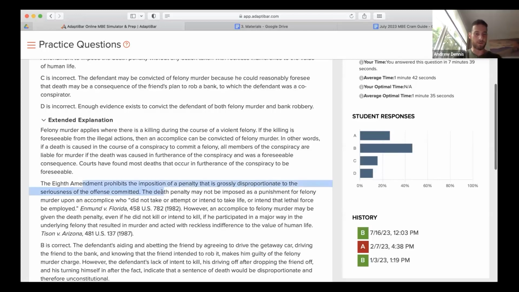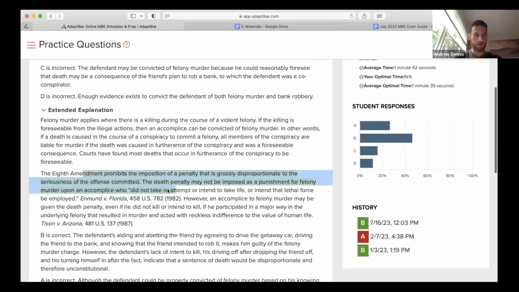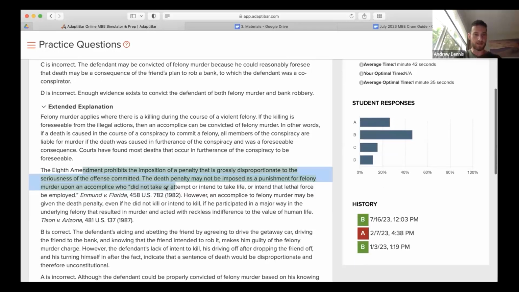The Eighth Amendment, here we go, prohibits the imposition of a penalty that is grossly disproportionate to the seriousness of the offense committed. The death penalty may not be imposed as a punishment for felony murder upon an accomplice who did not take or attempt or intend to take a life or intend that lethal force be employed. So this is the exact verbiage.